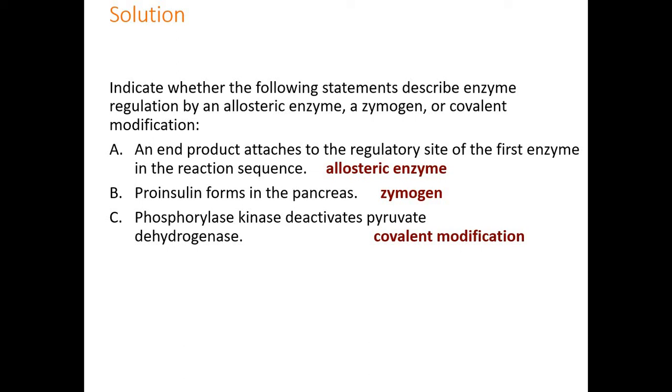Okay, so indicate whether the following statements describe enzyme regulation by an allosteric enzyme, a zymogen, or covalent modification. An end product attaches to the regulatory site of the first enzyme in the reaction sequence. So this is what you call an allosteric enzyme by feedback control, right? Letter B, proinsulin forms in the pancreas. Well, we've had that as an example. It's a zymogen. Okay? And then phosphorylase kinase deactivates pyruvate dehydrogenase. It's called covalent modification.